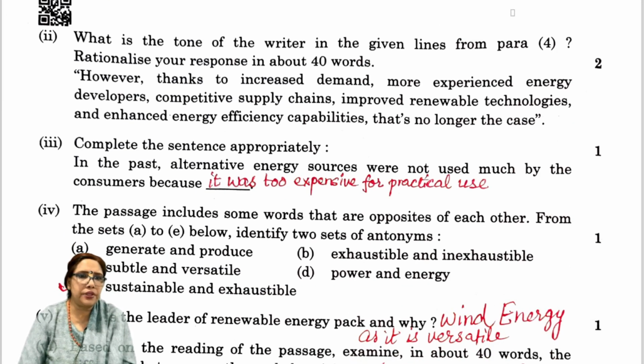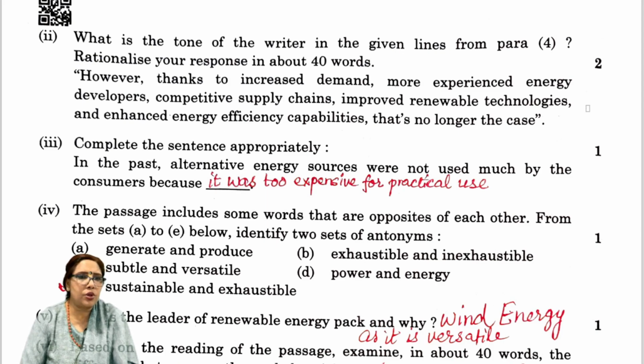What is the tone of the writer in the given lines from para 4? Rationalize your response in about 40 words. Now since the narrator is talking about something which is already existing, it can be an assertive tone, and he is also very positive. So the tone can be both assertive as well as positive.